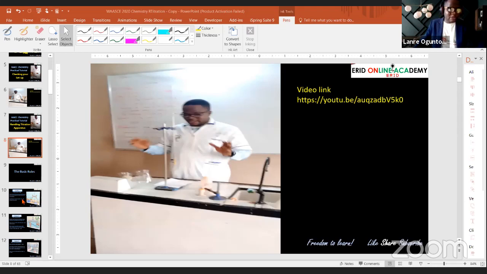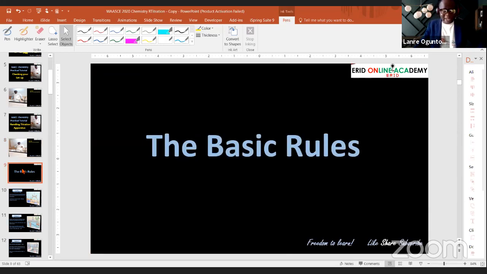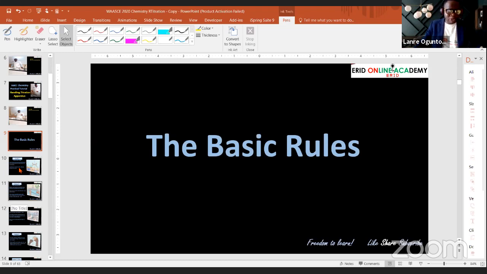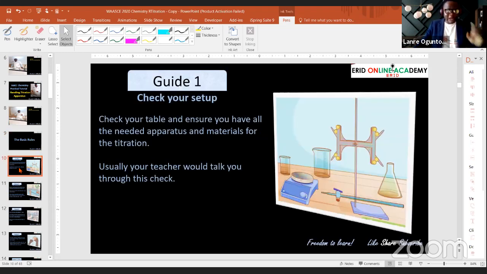Okay, so let's look at a few rules that can help you along the line quickly. The first check that you need to do, like I said earlier, is check your table. I've also shown you a real-life practical laboratory. Check your table that you have everything that you need. It's very important. Usually your teacher will talk you through the checking of your table before the exam starts, because it's very important that you have everything.